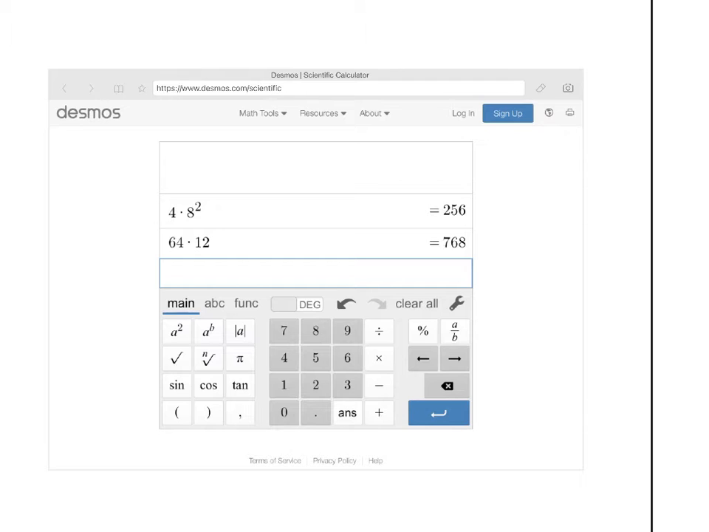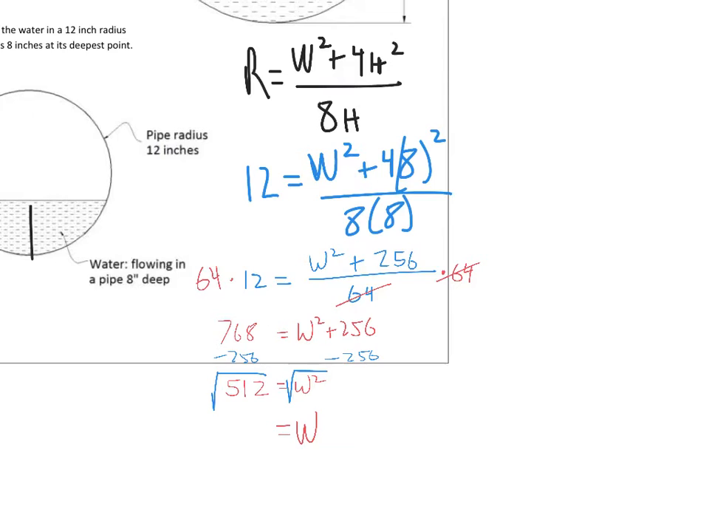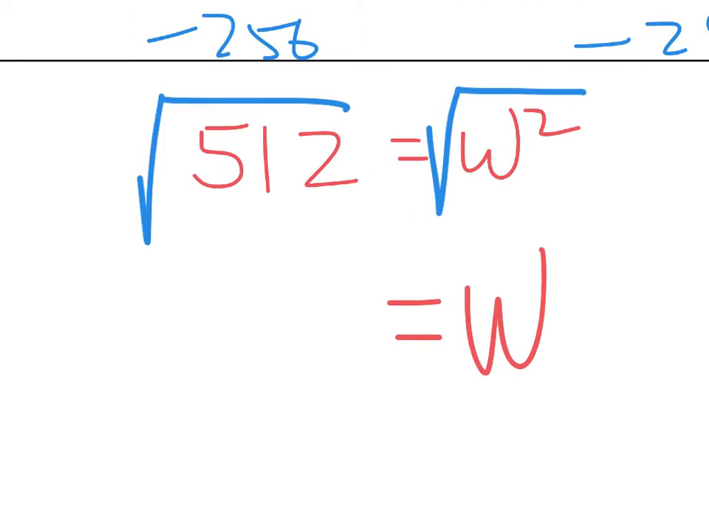So the square root of 512, that's this key right here. That's the square root key. Every scientific calculator will have something like that. All right, and it's a decimal number. We got 22.627. All right, 22.627. And that would be inches.